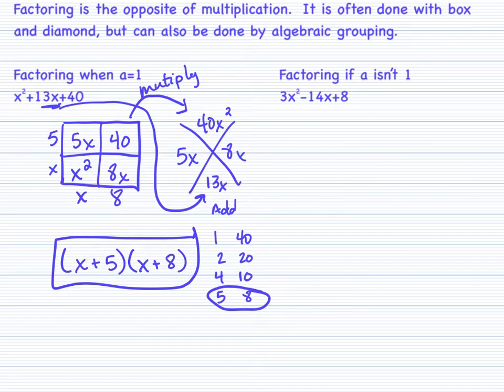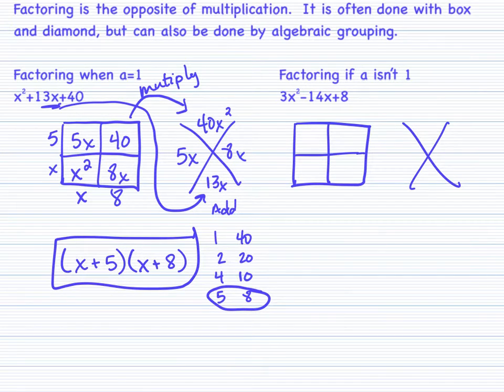The process is the same, but you need to be more careful when you factor when a does not equal 1. So again, I make my little diamond and box there. Yes, I know it's an X. We say diamond because we used to put a little diamond around that X, and it's just annoying to do that. So anyway, tangent.